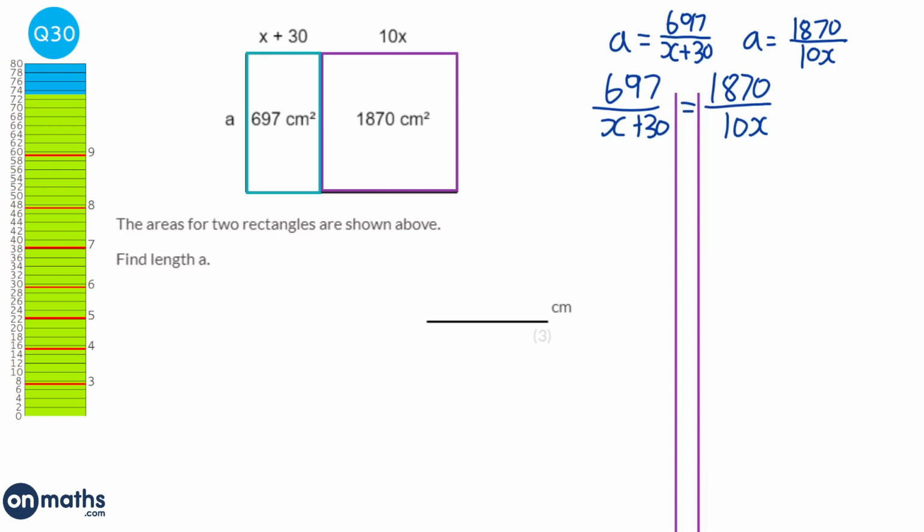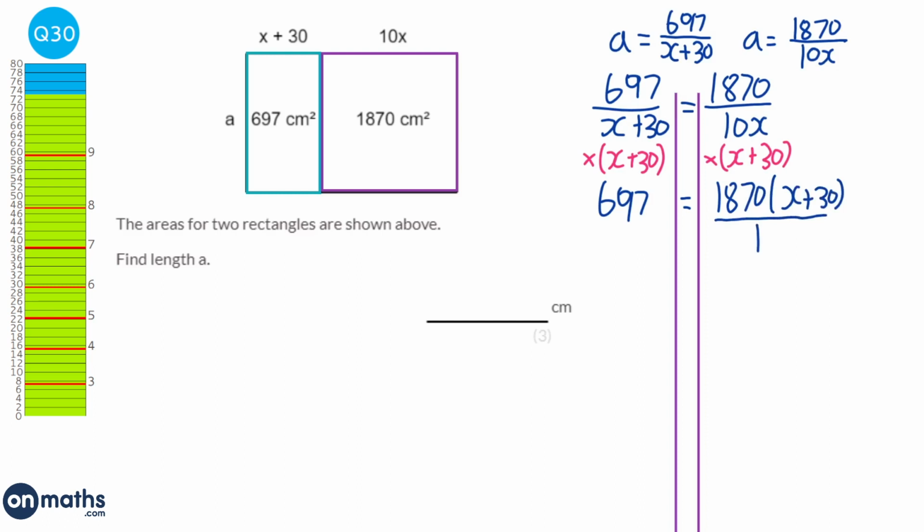So first thing I'm going to do is put my lines in, because we are looking to solve. This is probably going to take a while. And I'm going to times both sides by the x plus 30, so I can get rid of the denominator on the left hand side. And so this will just be 697 on the left hand side, because that gets rid of the denominator. And it would be 1870 times x plus 30, and then all of that over 10x. Same thing again, but I'm going to get rid of the denominator on the right hand side, so I'm going to times both sides by 10x.